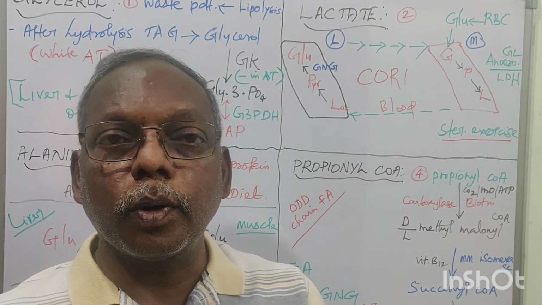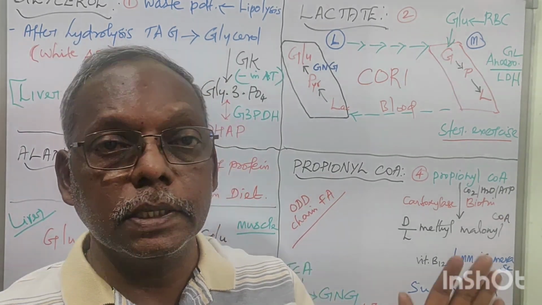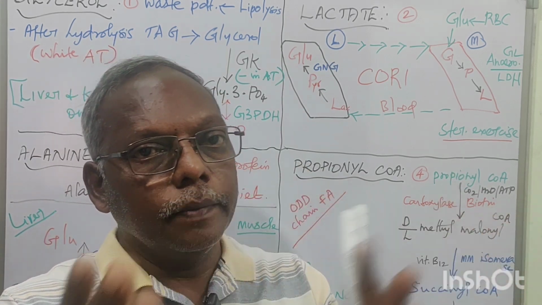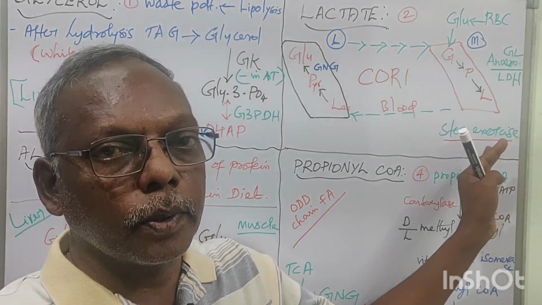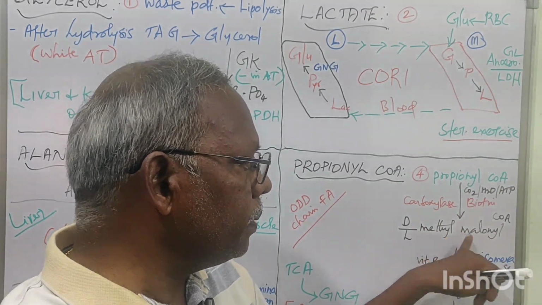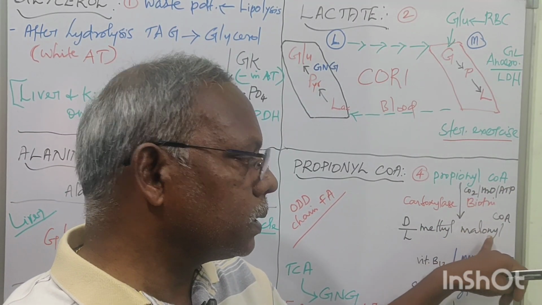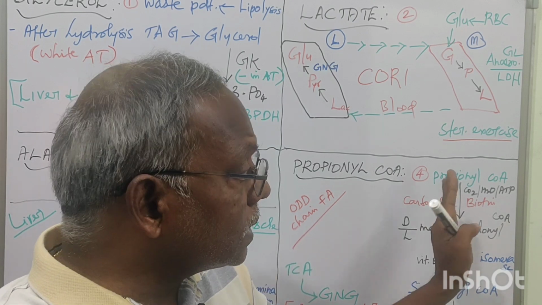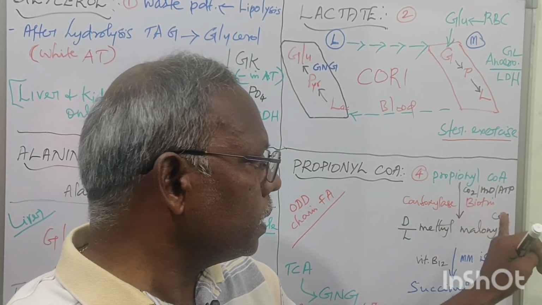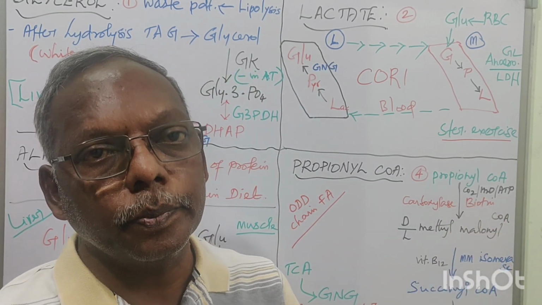The last one is propionyl-CoA. This is the best example for odd chain fatty acid. After oxidation of fatty acids, you will get propionyl-CoA. This propionyl-CoA is converted into D-methyl-malonyl-CoA and L-methyl-malonyl-CoA. This reaction is very, very important because the enzyme name is also important, the coenzyme name is also important.